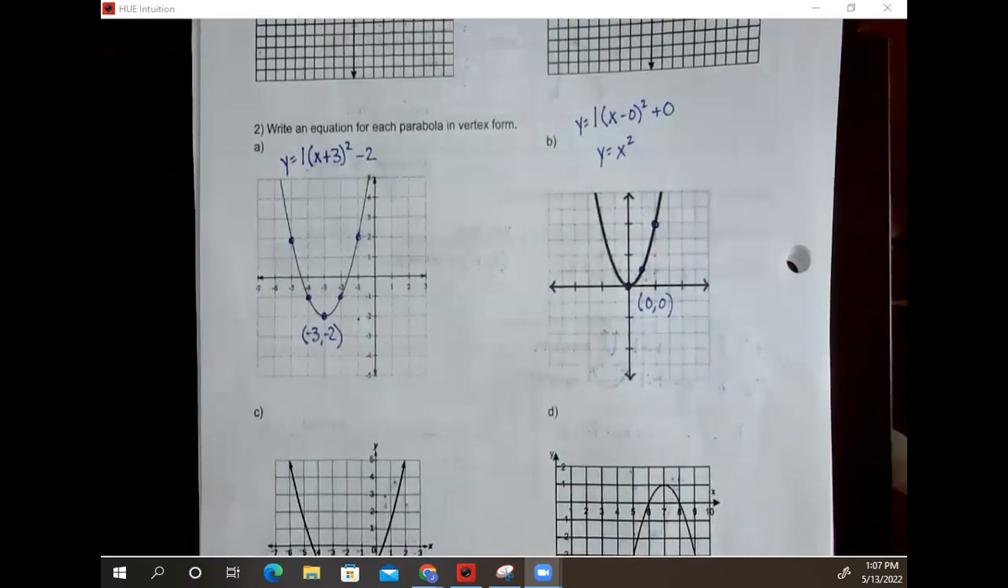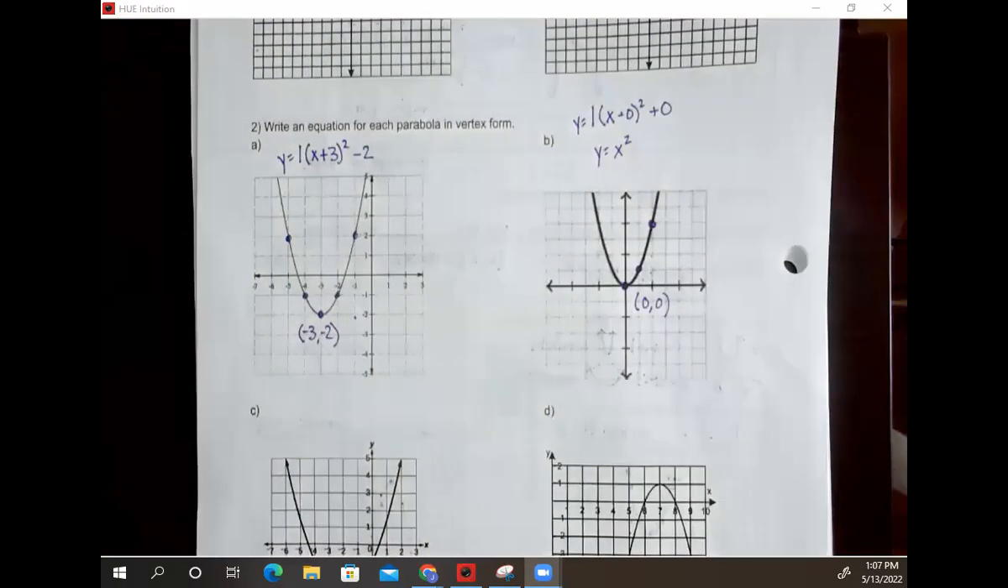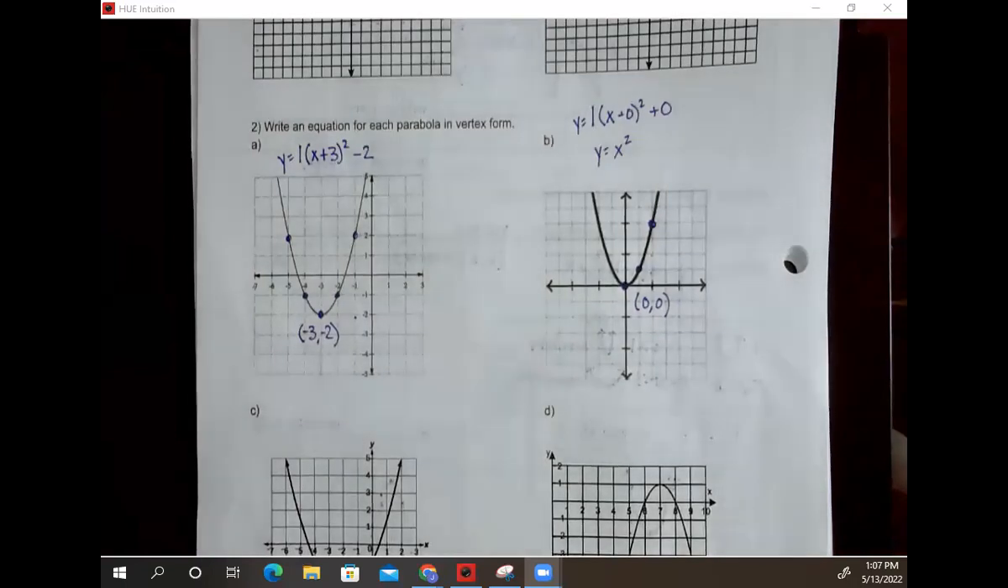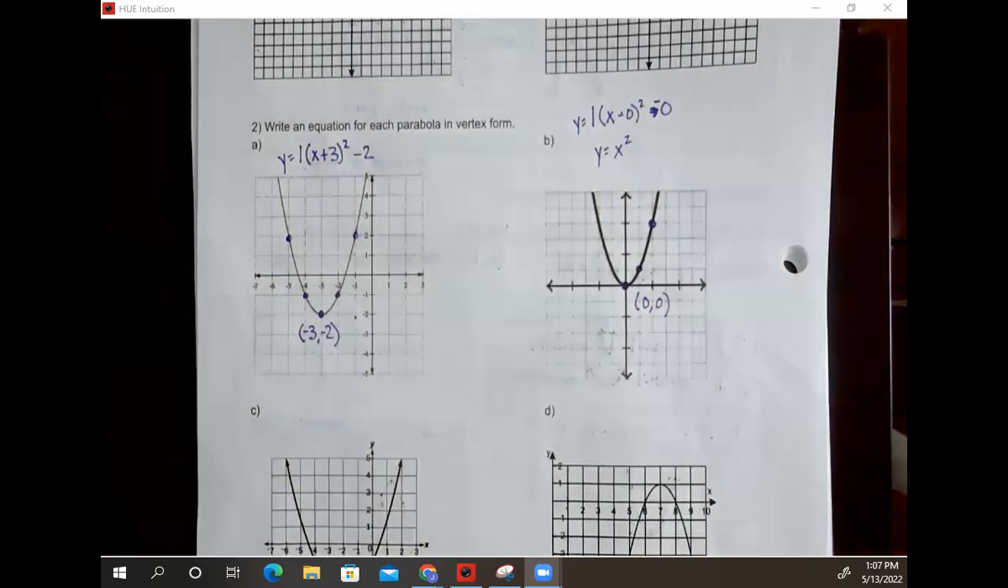Questions for me so far? No, for the 0, if you want +0 there instead, that's absolutely fine because 0 doesn't have a sign. So, and if I wanted to, I could even make this minus at the end because again, 0 doesn't have a sign.